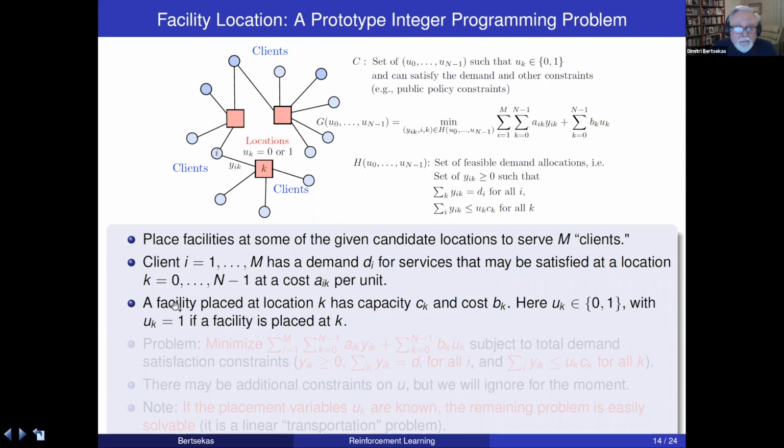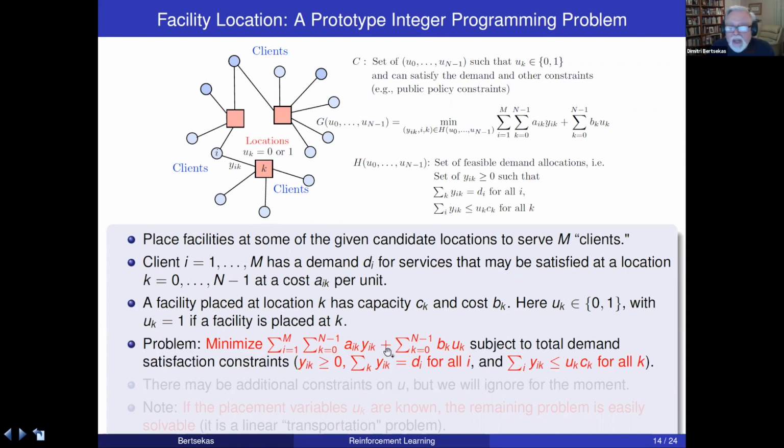Okay, back to facilities. If we place a facility at location K, then we provide capacity CK. CK is the capacity of a facility at location K. And it also has a cost BK. This is the cost to set it up, okay? And UK takes the value 0 or 1, depending on whether a facility is placed at K or not. So this is the overall constraint structure, and the cost is a linear cost.